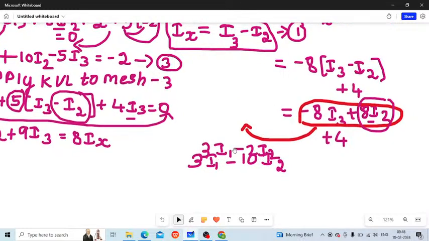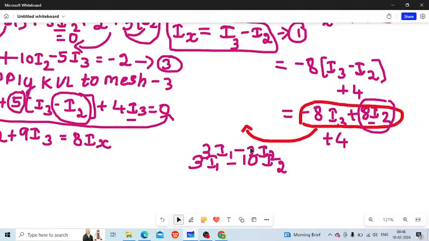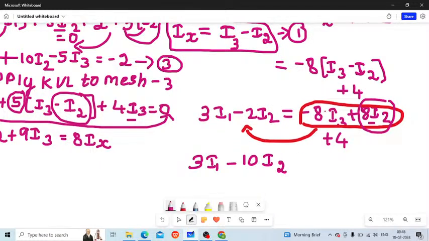So just a minute, I'll just push this back. Please wait, I'm sorry. Okay. And here it is positive 8i3, because this negative 8i3 when it goes to the left hand side will become positive 8i3. This is 10i2.